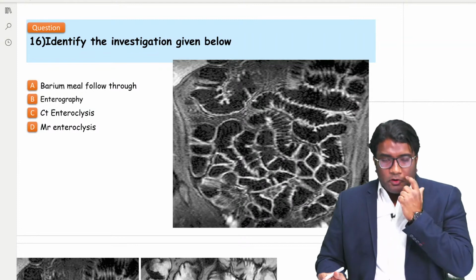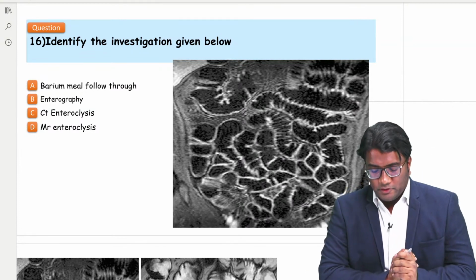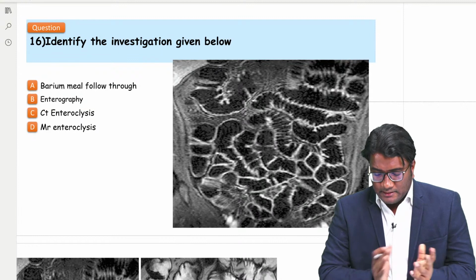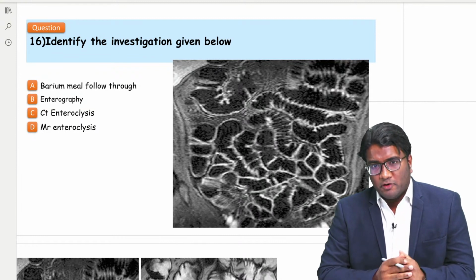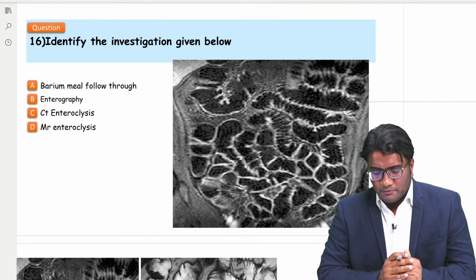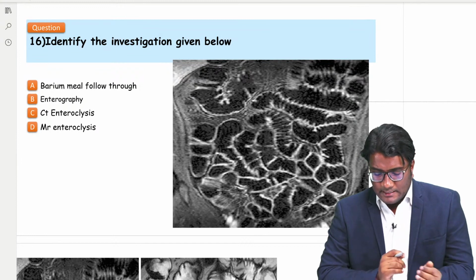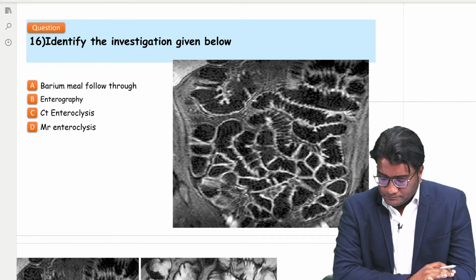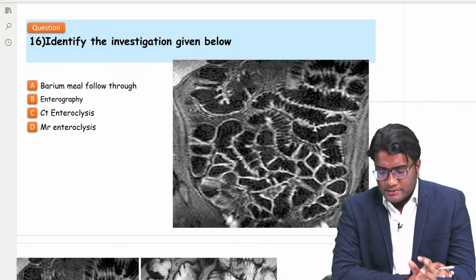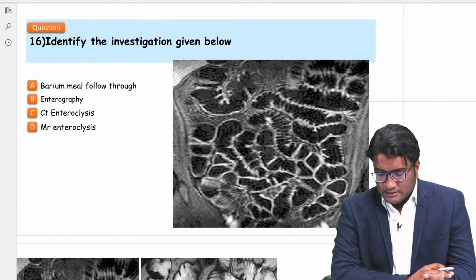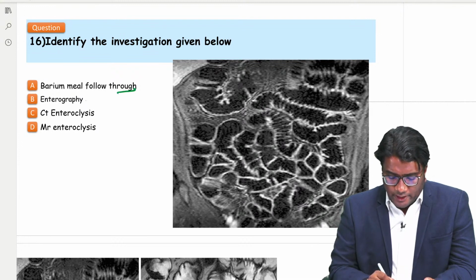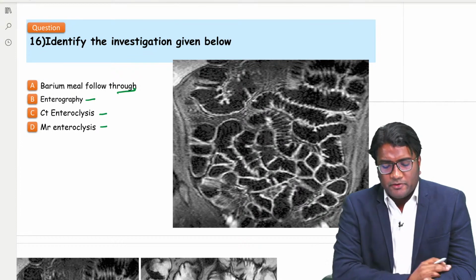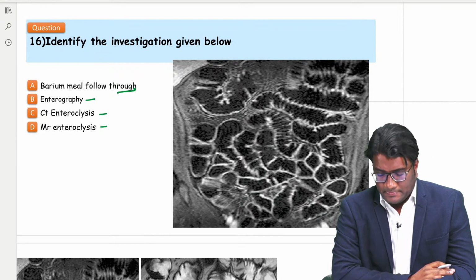Now this is also a little controversial. I hope you got it right on the exam, but you have to give a correct recall for me to be able to tell you. Some of the students said that the image was like this. What did you answer for this? First of all, what is this image? Is it barium meal follow through, enterography, CT enteroclysis, or MR enteroclysis? How is the appearance?